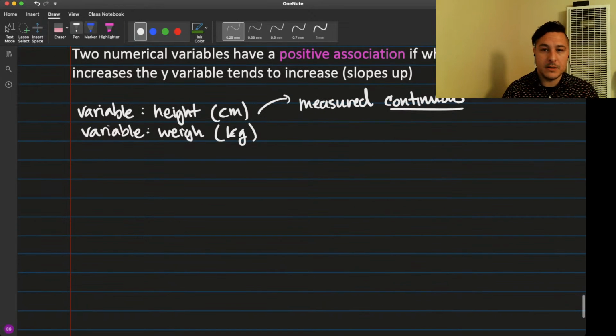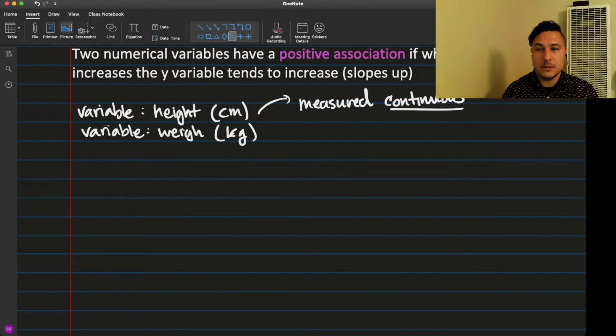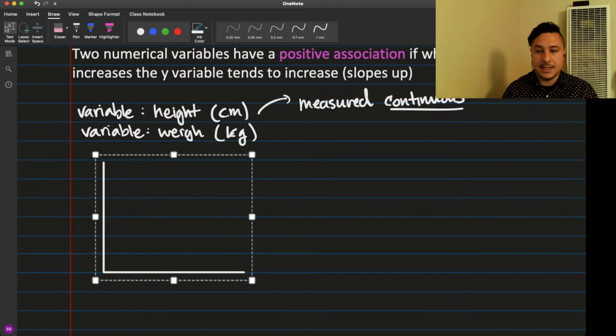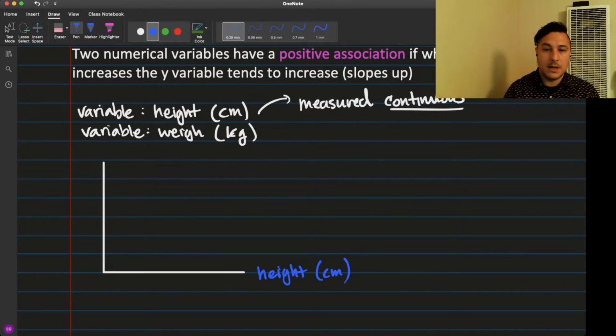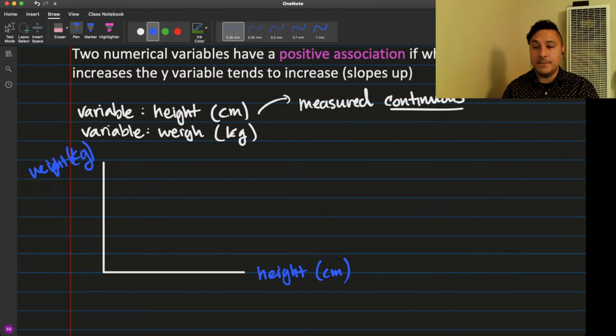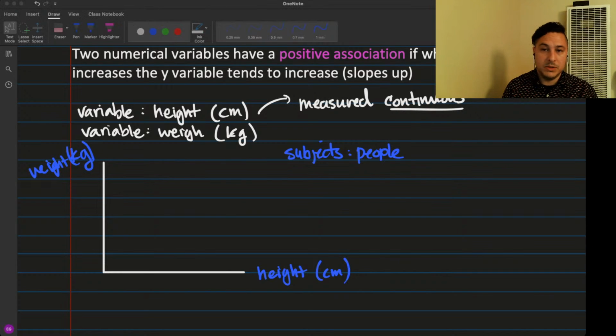Now, let's make our little axis. We'll have our x-axis be how tall someone is. This will be the height measured in centimeters, and the y-axis will be the weight measured in kilos. Our subjects will be people, so we're going to go to each person and record their height and their weight.